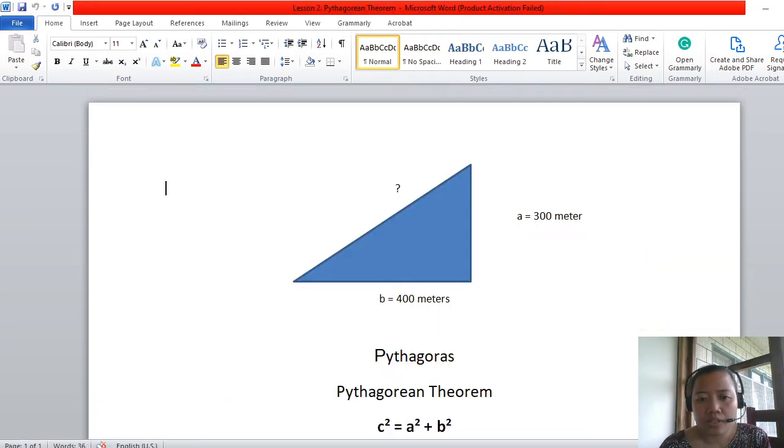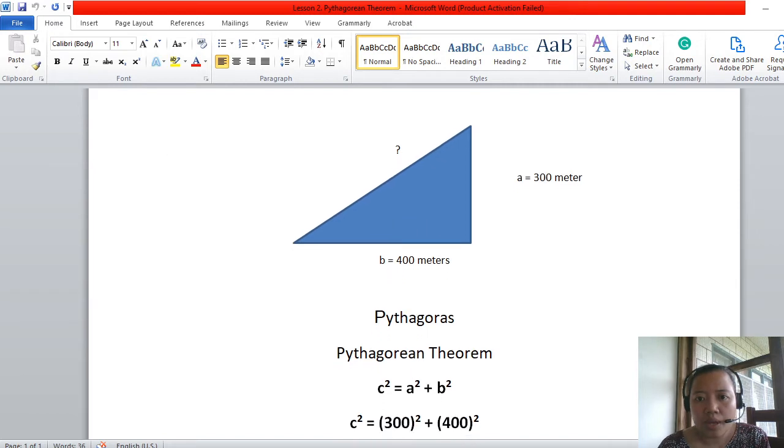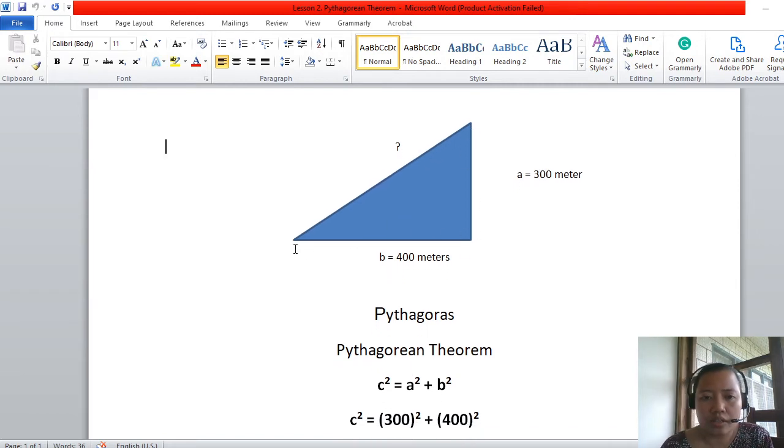Okay, so as you can see, we have here a given right triangle. Every time we find a right triangle, we can apply the theorem that a certain mathematician made or discovered. So Pythagoras made the Pythagorean theorem, which is c squared is equal to a squared plus b squared. Okay, let's label the following.